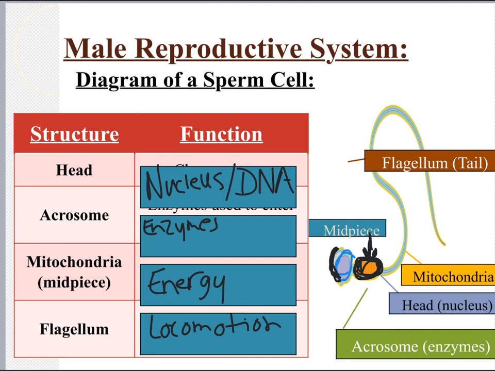Note that there's very limited structures here, okay? It's as simple as possible. There's 4 parts of the sperm, and every single structure has a very specific role in getting the sperm to the egg, because that's the only thing the sperm has to do. Get the DNA inside this nucleus, get that to the egg cell. That's the only thing that it has to do.